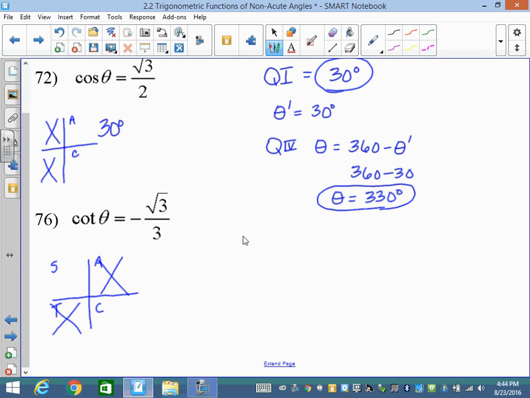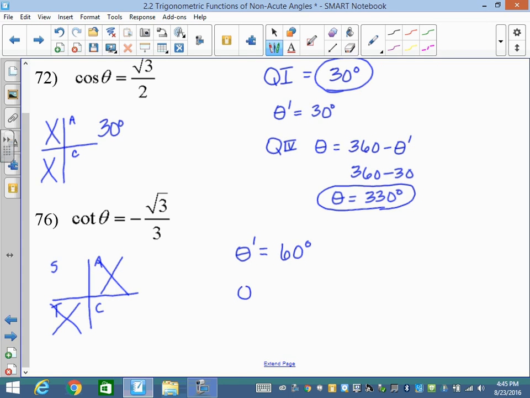So, first thing we need to do is look at our chart, going, I need the angle whose cotangent is radical 3 over 3. And you go through that, and you should find that your theta prime is going to be 60 degrees. Because we're looking at cotangent, not tangent. Cotangent at radical 3 over 3 is a 60-degree angle.